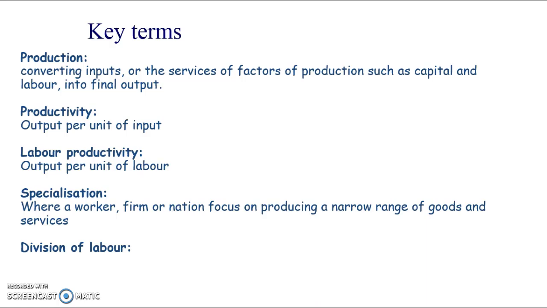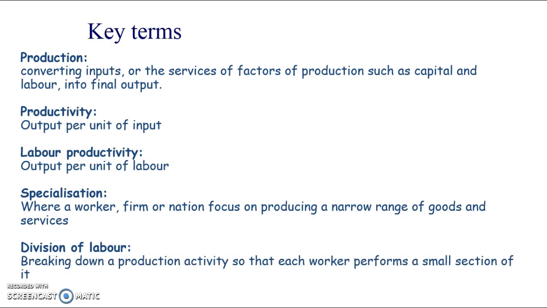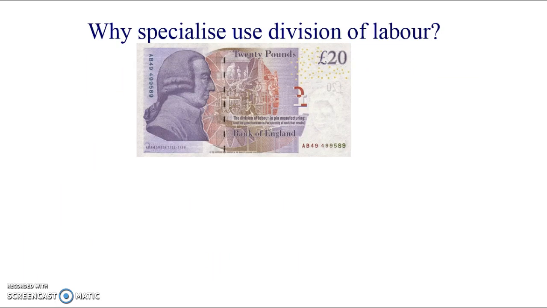Division of labour is really closely linked to specialisation, but this is breaking down a production activity and giving workers specific tasks to do within that production activity. So they don't produce the whole good or service, they're contributing to a small part of it. And this was really pioneered by, well, we're going to see who's on the back of a £20 note. Adam Smith wrote about this. And currently on the back of a £20 note, you've got the division of labour in pin manufacturing, and you can read about that, but it was also pioneered and used by Ford to produce cars. And what they found is that if you specialise and if you use division of labour, you can actually increase the amount of output that you produce.